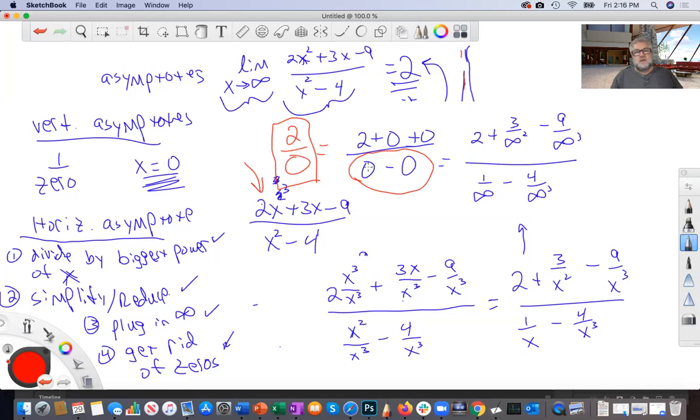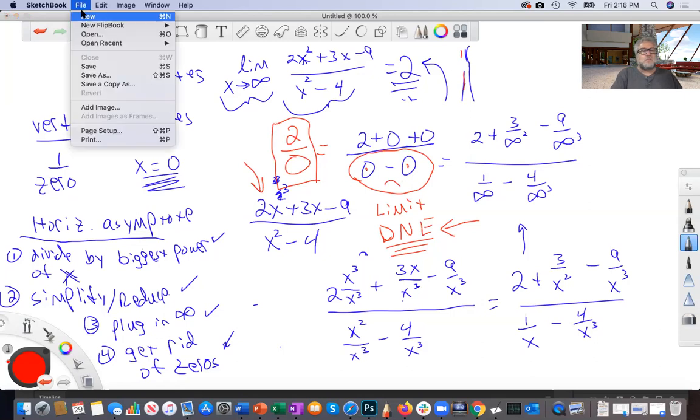So when this happens, when I get something over 0, this means the limit does not exist. I've got to come up with a number here for it to be a limit. When I get something over 0, that means the limit does not exist. And in fact, you can give this answer, DNE, does not exist. Limit does not exist, because we ended up with a 0, not a number down here. Okay? Let's try another one.